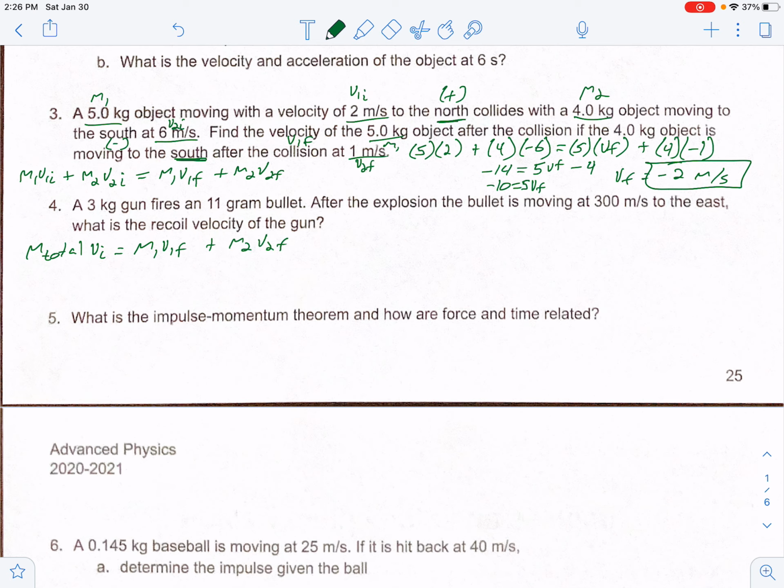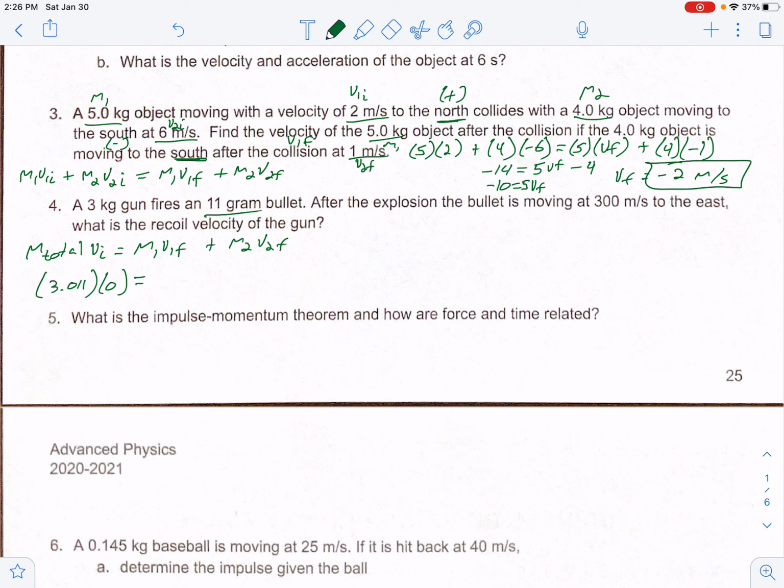Okay, so first of all, I have an 11 gram bullet. I can't have grams. So 11 divided by 1,000 is going to give me 0.011. So in the beginning, we have a total mass. So 3 plus 0.011 gives me 3.011. Ultimately, it's not going to matter because your initial velocity is going to be 0 because it was just sitting there doing nothing. Then it exploded.